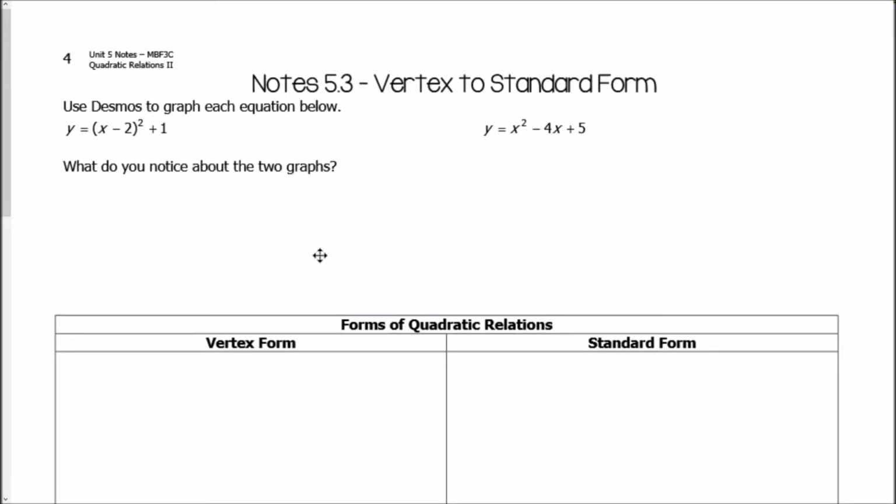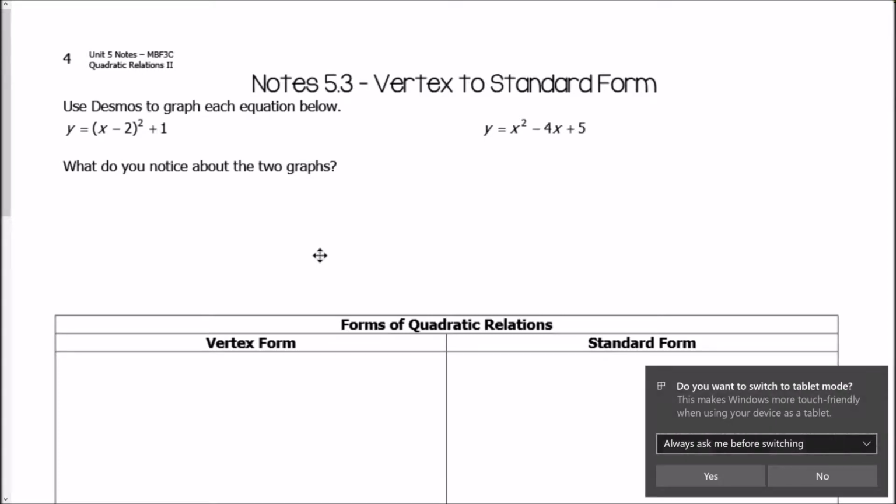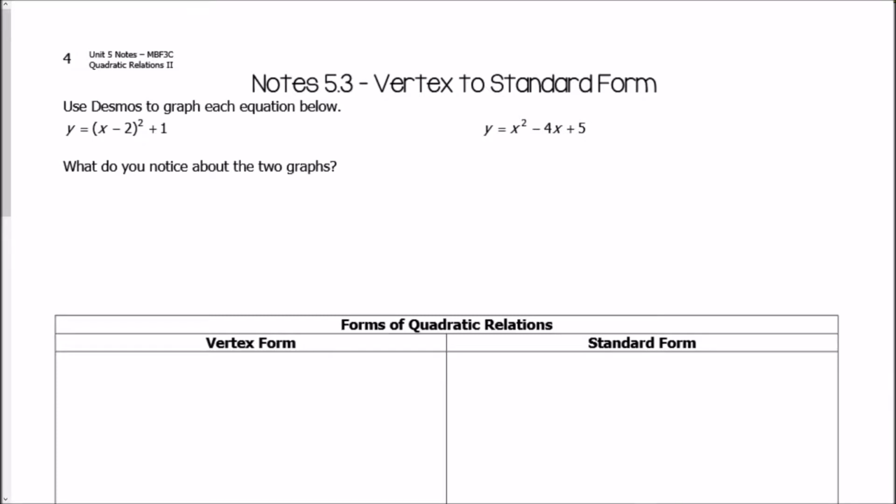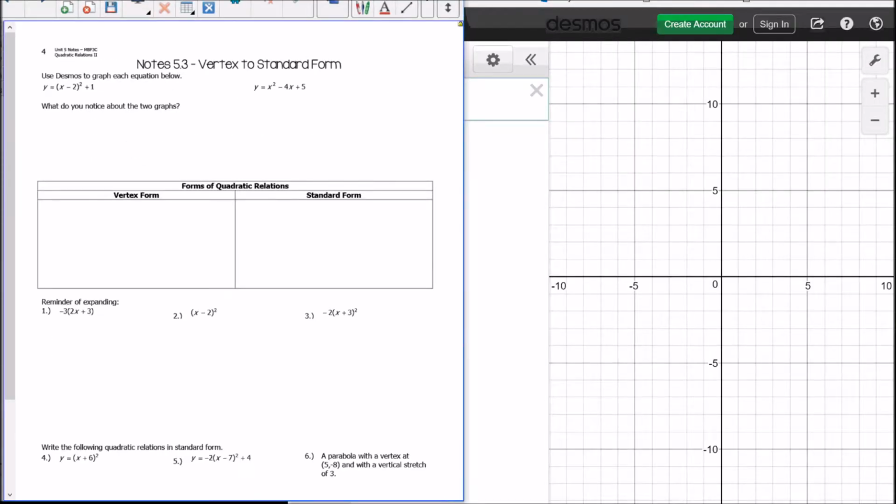Hi, ladies and gentlemen. Notes 5.3 are on converting equations from vertex to standard form. So let's take a look at the first question that we see here. It asks us to use Desmos to graph each equation below. So let's go ahead and do that and see what we end up getting.